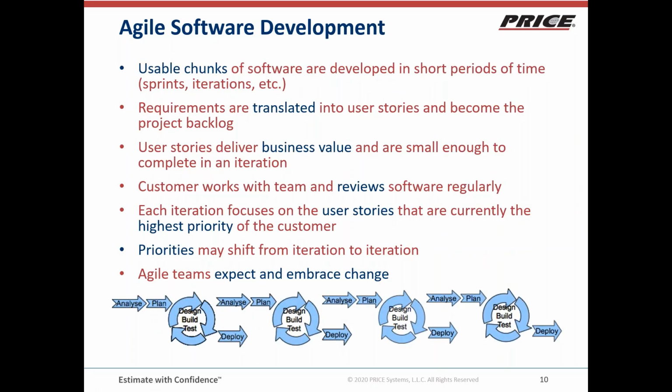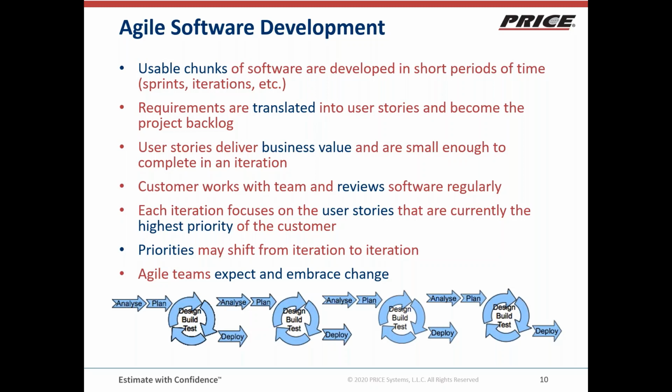So what is Agile software development? Usable chunks of software are developed in short periods of time. Some people will call them sprints or iterations. So at the beginning of the project, the requirements are all loosely translated into a set of user stories or user scenarios. Or, once again, these things are called different things in different organizations and with different frameworks. But basically, the requirements as they're known at the beginning of the project are turned into stories and create what they call the project backlog.